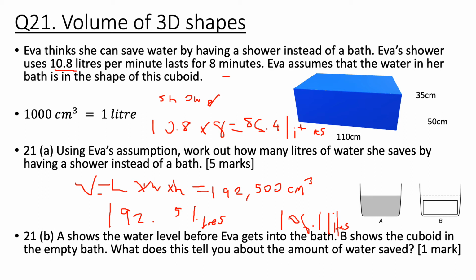For part B, guys, a shower shows the water level before it even gets into the bath. So B shows the cuboid in an empty bath. What does this tell you about the amount of water saved? Well, this is greater than the amount that we saved. So the answer is it is greater than the amount we saved.